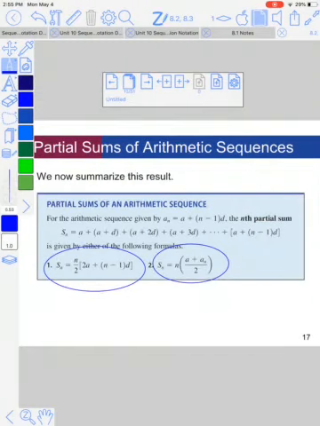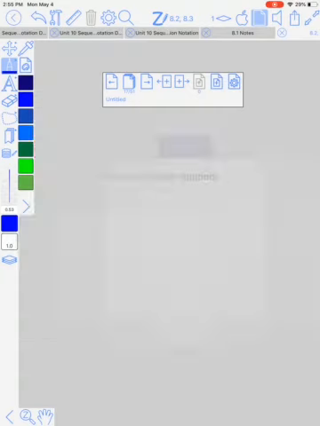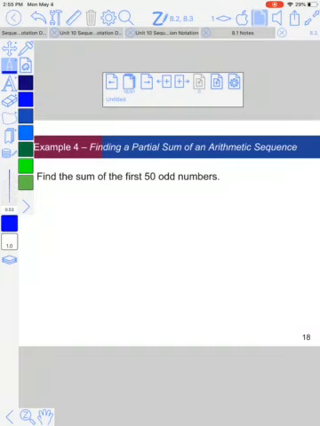All right, again, here they are. I think this one is the most used. It would be the one that, if I had to memorize one, that's the one I would memorize. Let's look at 18. Find the sum of the first 50 odd numbers.